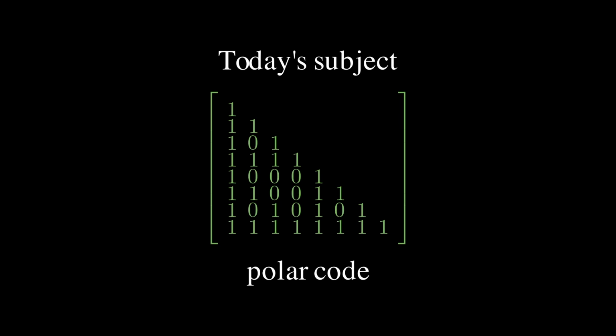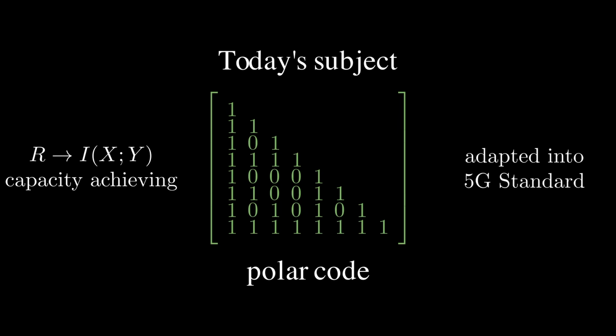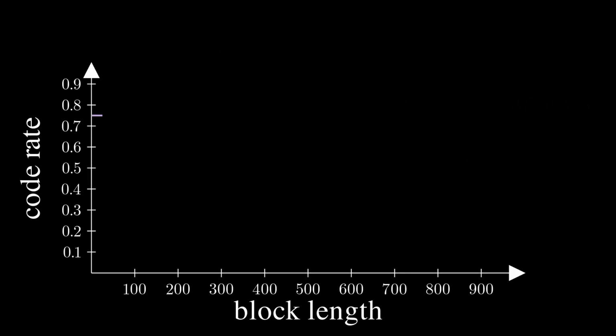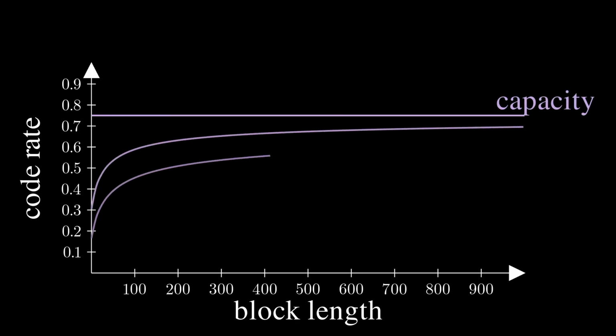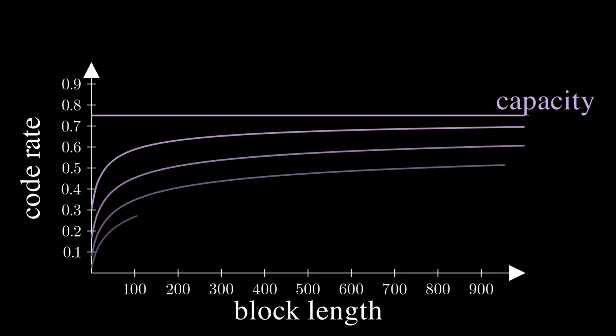Polar code is a young error-correcting code that achieves channel capacity and is recently adapted into the 5G communication standard. Today, we'll be focusing on the capacity achieving property. For an error-correcting code to achieve channel capacity, the code rate must increase and converge to the capacity as the block length grows to infinity.